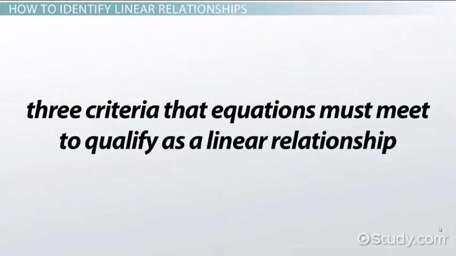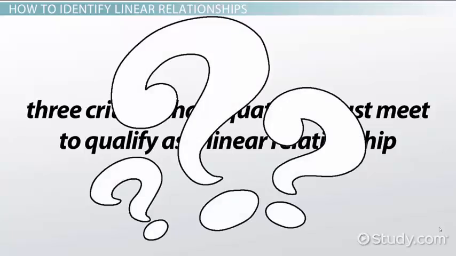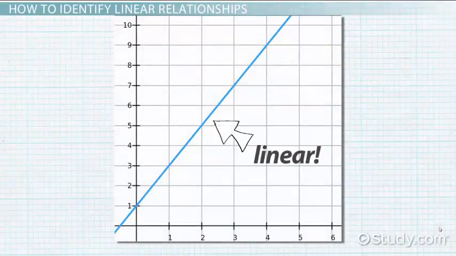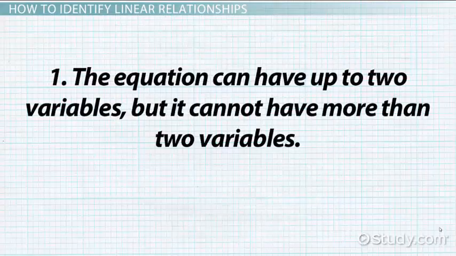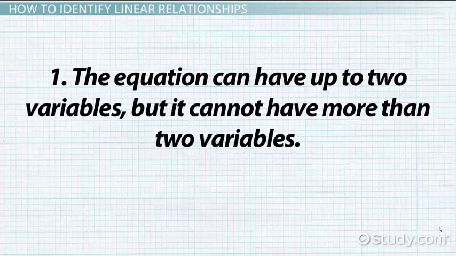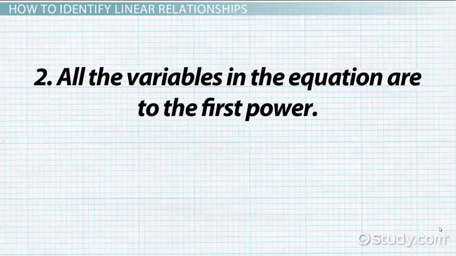There are only three criteria that equations must meet to qualify as a linear relationship. What are they? Let's find out. To be called a linear relationship, the equation must meet the following three items. 1. The equation can have up to two variables, but it cannot have more than two variables. 2. All the variables in the equation are to the first power.